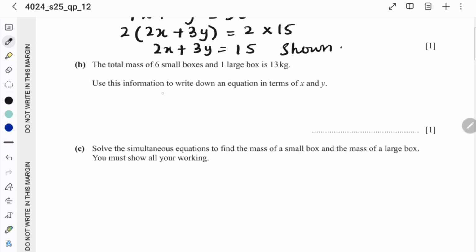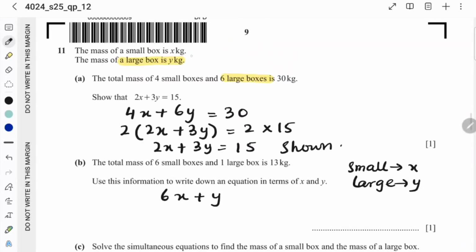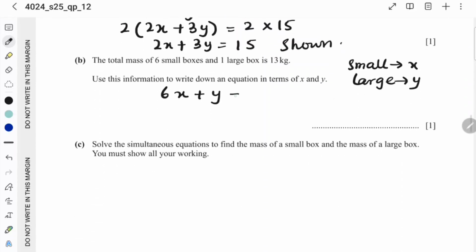So obviously 6 small boxes. For small box we are using the variable x. So 6x. 1 large box, it means we are using plus only y. So for small they are using x, and for large, it's written at the top also, that small is x and the large is y, equals 13. So this is the second equation.